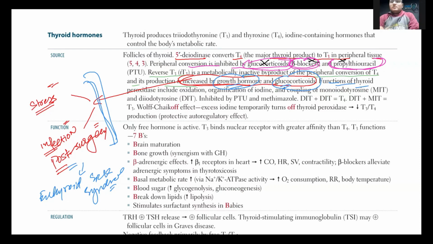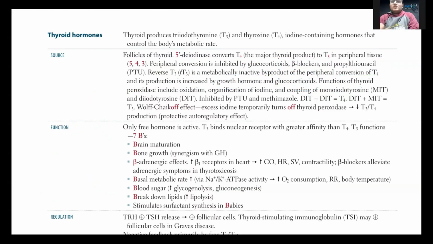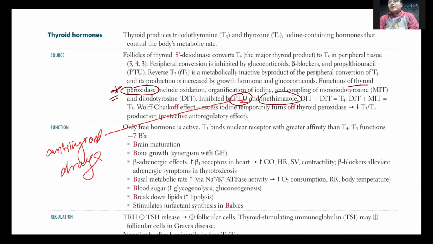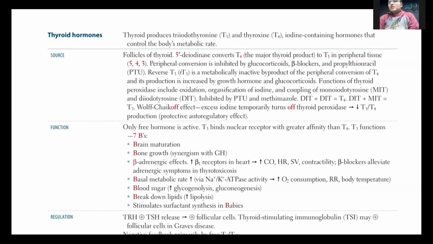Okay, so the function of thyroid peroxidase includes, as we have discussed, the enzyme that is causing the organification and the coupling of the monoiodo and diiodo tyrosine. That is the thyroid peroxidase enzyme. And next, inhibition is happening by propylthiouracil and methimazole. Methimazole and propylthiouracil are the two drugs called anti-thyroid drugs. We have already discussed that when DIT is attaching with DIT it makes T4, and when DIT is attaching with MIT it makes T3.